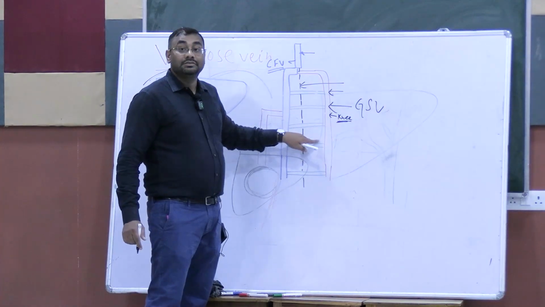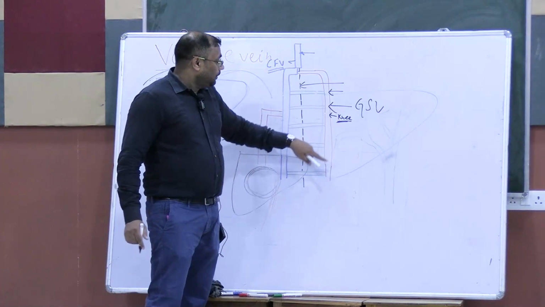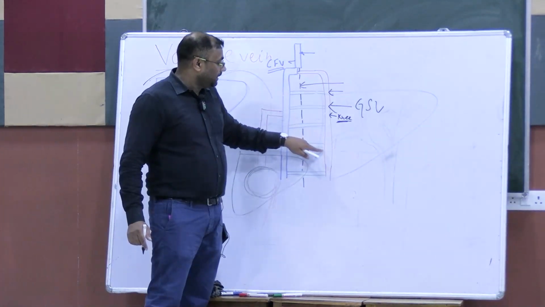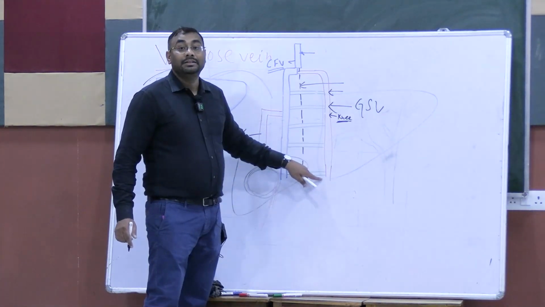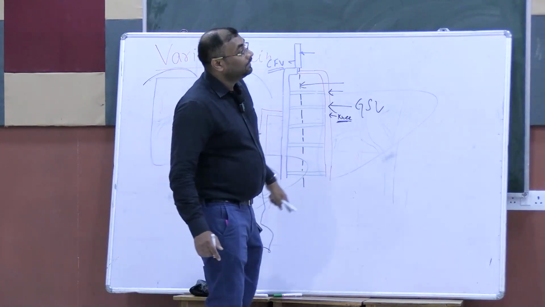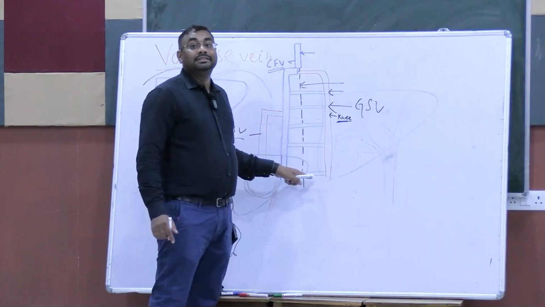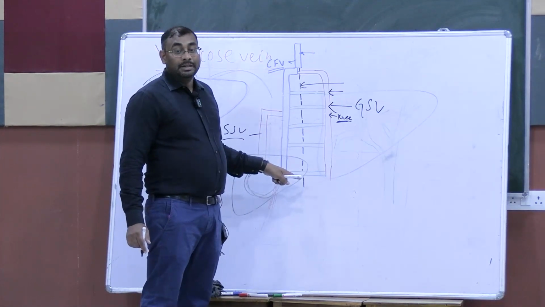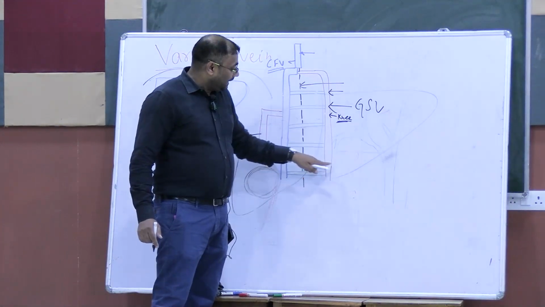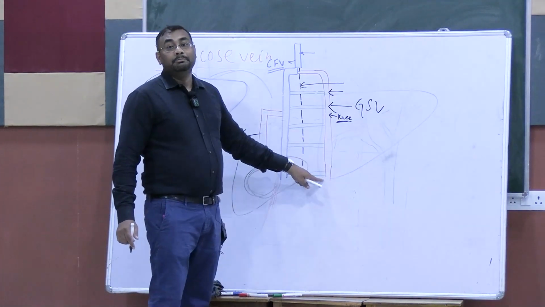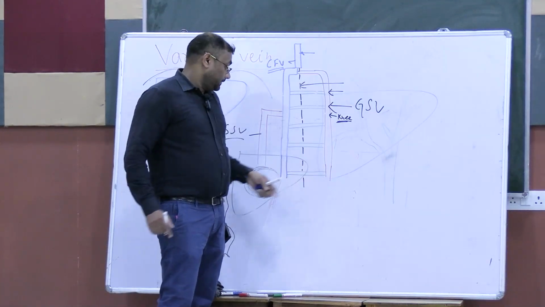What about this one? Cockett, okay. So the lower limb perforators are known as Cockett, and this one is May and Kuster, okay. So the ankle perforator is known as May and Kuster, okay.